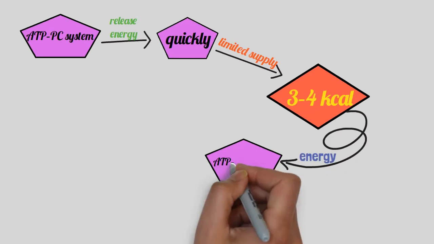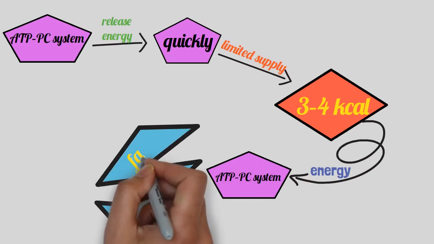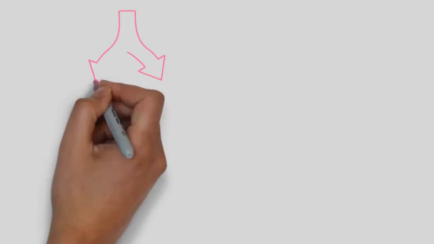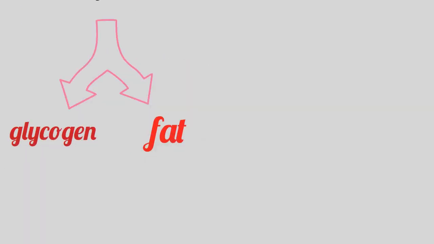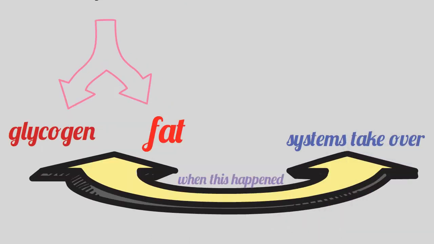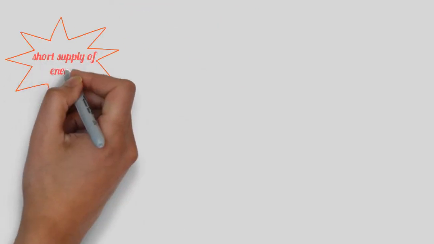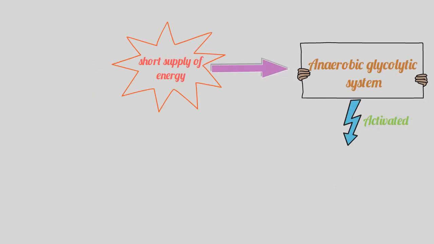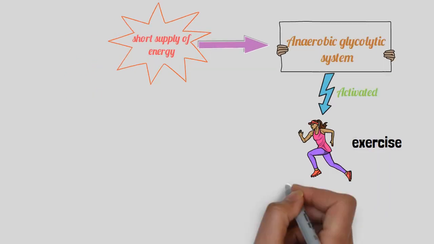After this, the amount of energy produced by the ATP phosphocreatine system falls dramatically, and ATP must be produced from other fuels such as glycogen or fat. When this happens, another system takes over. So when the ATP phosphocreatine system is in short supply of energy, the anaerobic glycolytic system works. This system is activated as soon as you begin high intensity activity.